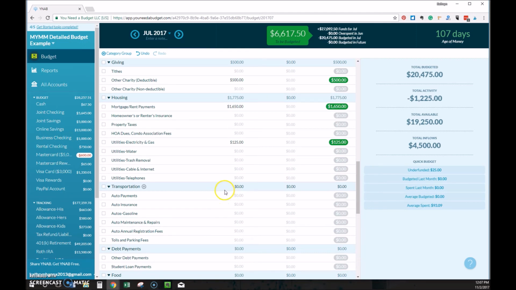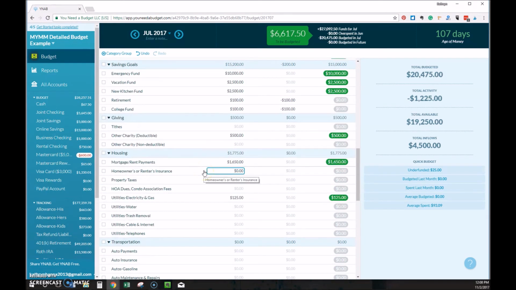I do break out the line items for my rental property, for my business as well, and home improvements. I also break out the contributions to retirement IRAs and college funds so that I can easily pick those out at tax time.